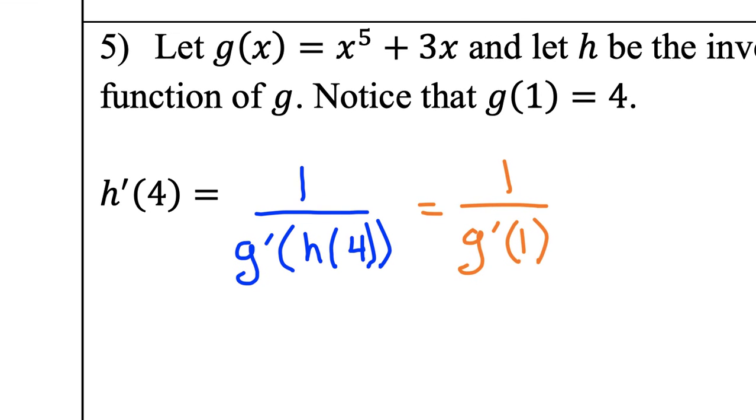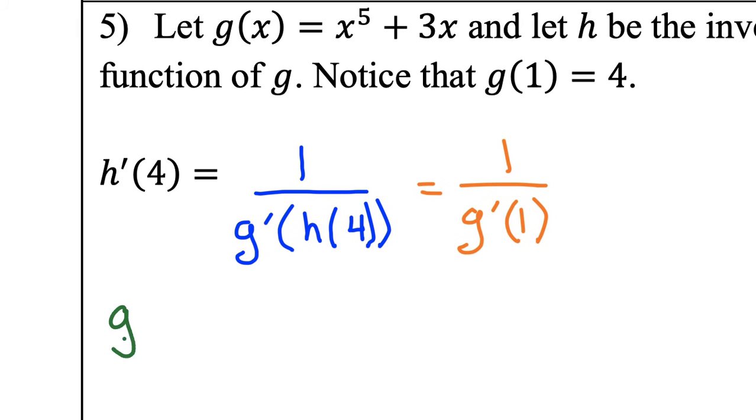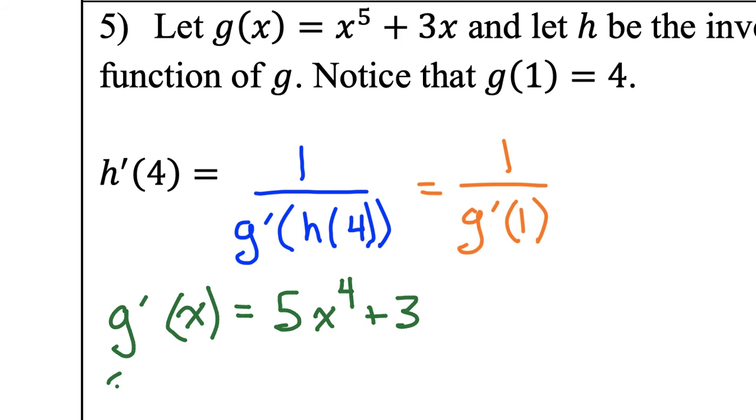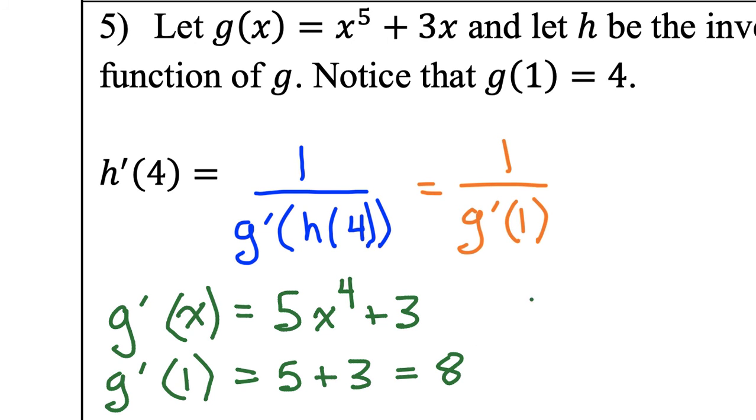From here, I take the derivative yet again. So g prime of x is equal to 5x to the power of 4 plus 3, and then I'm going to plug in 1. So g prime of 1 is equal to 5 plus 3, aka 8. So our answer here is 1/8.